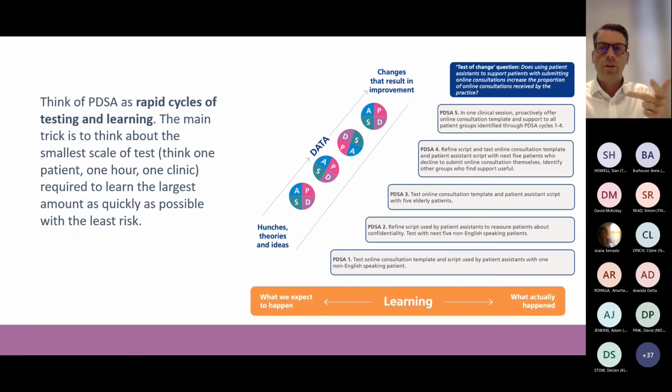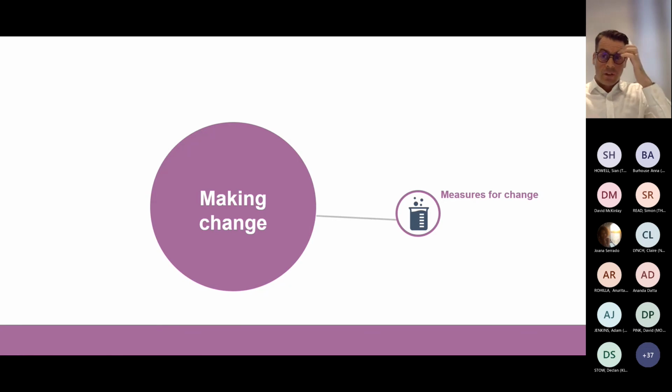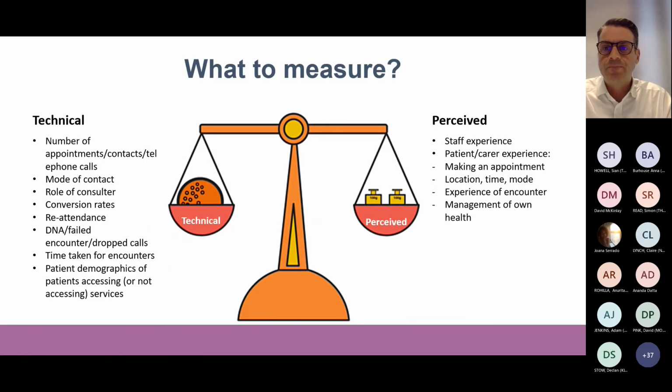And one of the great things you want to learn about PDSAs is just to test something and let it go if it doesn't work, because the cost of failure is lower when you're testing small rather than implementing, when the cost of failure can be quite large, both in terms of an ineffective process or staff morale or even safety. So go on to the next slide, please. Next we're going to go on to measures for change. If we move on to the next slide.